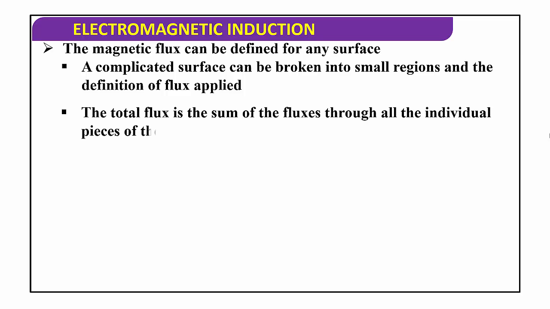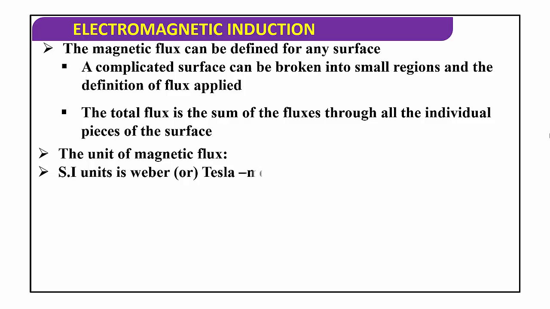So when you apply magnetic flux for small regions of that complicated surface, then we have to take the total flux as the sum of the fluxes through all the individual pieces of the surface. Suppose I consider one complicated surface and divide it into three regions. Now I apply the magnetic flux definition to all three regions. After that we can take the total flux. Total flux is what? Sum of the flux applied for individual regions of the surface.